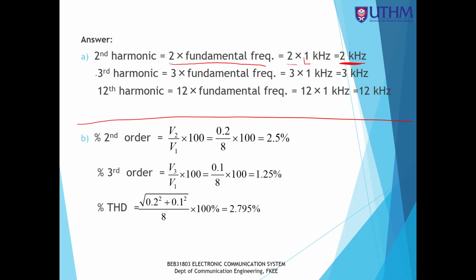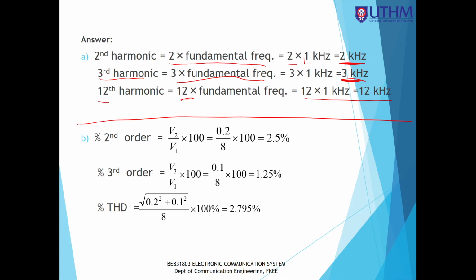Third order harmonics is located at 3 times the fundamental frequency. So 3 times 1, we get 3 kilohertz. So third order harmonic terletak pada 3 kilohertz frequency. 12th order harmonics is located at 12 multiplied with the fundamental frequency. So we get 12 kilohertz. So the 12th order harmonic is located at 12 kilohertz frequency. Ini di mana kedudukan dia dalam spectrum.